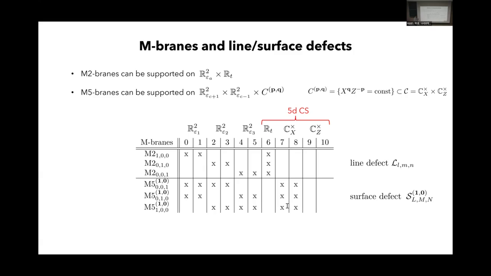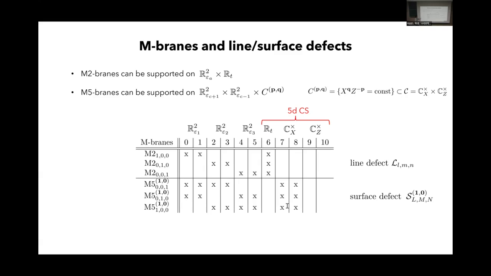In this twisted M theory setup, I can't arbitrarily wrap the M2 and M5 on arbitrary submanifolds, because I want to preserve some symmetries. And these choices are restricted to be, for M2, one of the R2 factors times R there, and for M5, two of the R2 factors and a holomorphic curve inside a complex two-dimensional space.